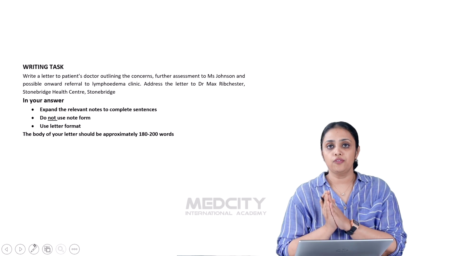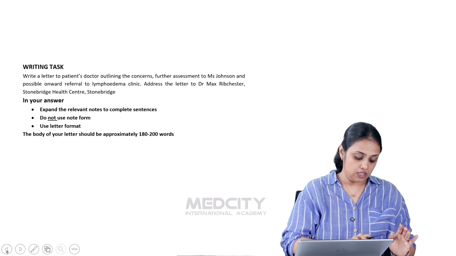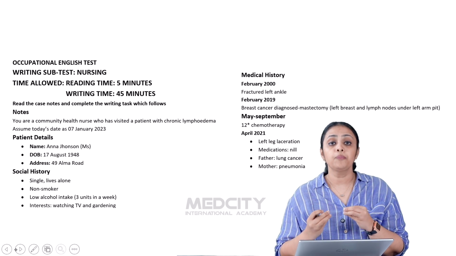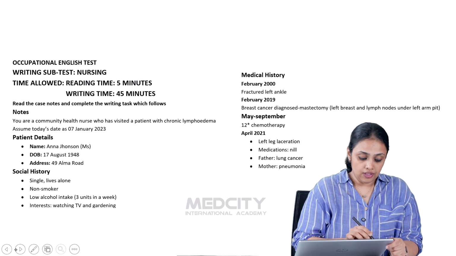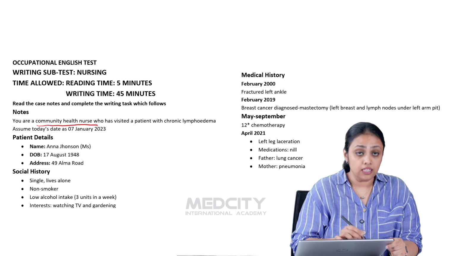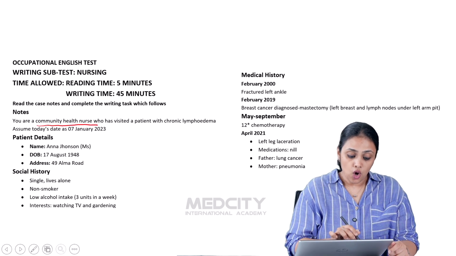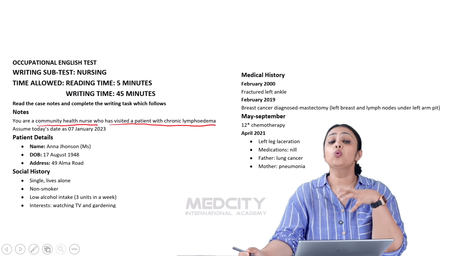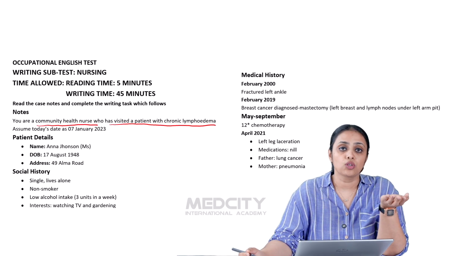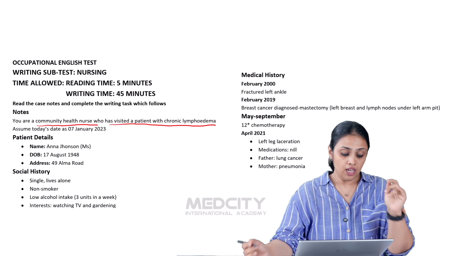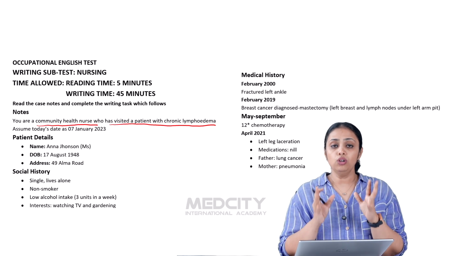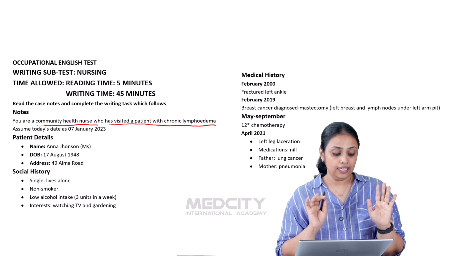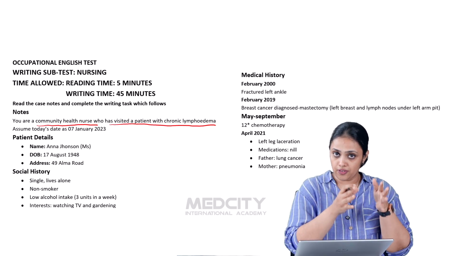Now during the 5 minutes of reading time, what we usually do is first we quickly go through the first line of the note to understand what our role is. So here it is given that you are a community health nurse. So the writer is a community health nurse who has visited a patient with chronic lymphedema. Who has visited a patient means probably this has got to be a home visit. Okay, so you understand your role. That much is enough from the initial part.